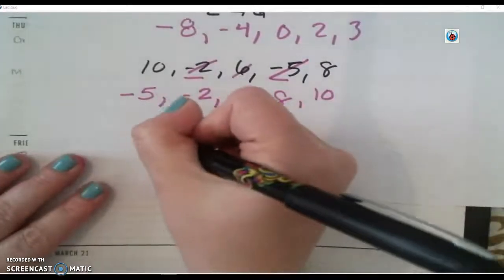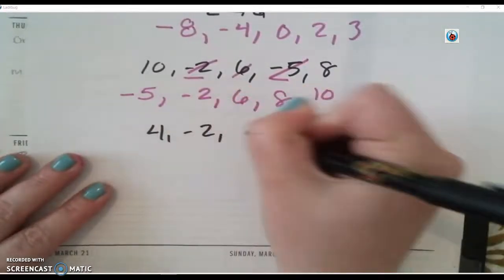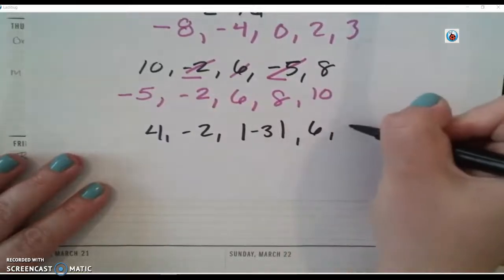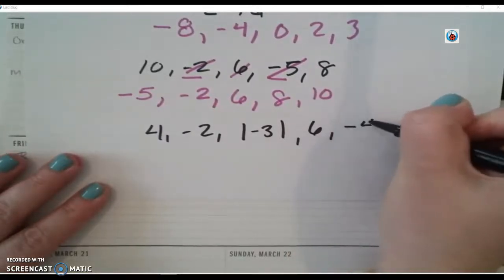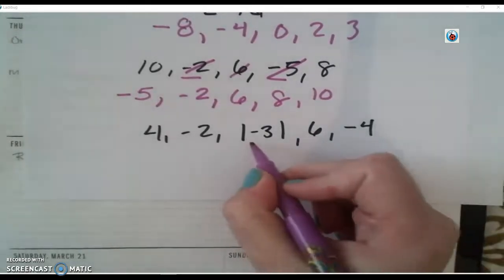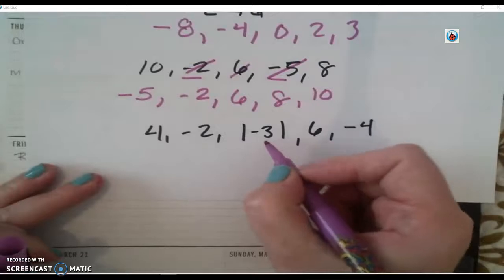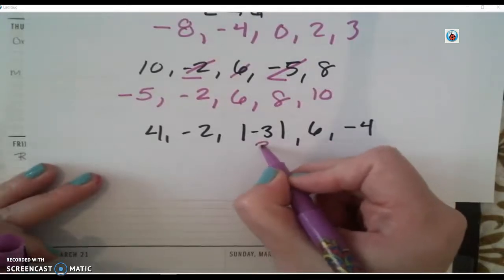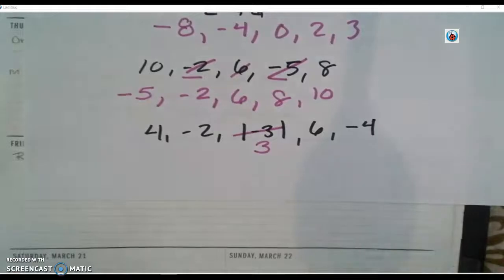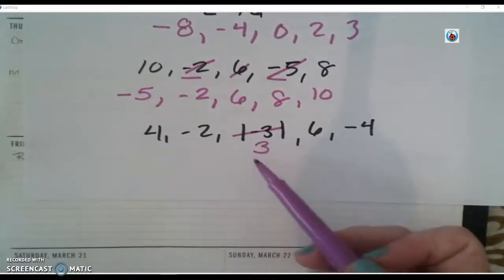Okay? And sometimes I'm going to throw in some absolute values. So if I had 4, -2, the absolute value of -3, 6, and -4, right? So first what you need to do is find the absolute value. Absolute value is distance from 0, so that is going to be a 3 actually. So if you do that, you can cross that off. Now it's no longer -3, it's 3.